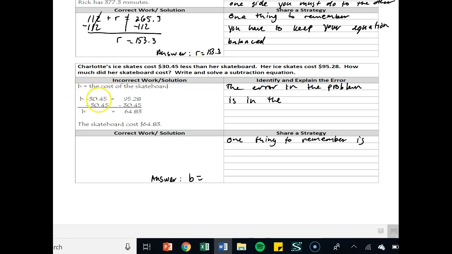The skateboard cost minus 30.45, right? That "less than" flips it. So they've done that correctly. Equals the cost of the ice skates, right, at 95.28. So let's look here. We see subtraction, problem in the work, right? If you see subtraction, you must use addition.